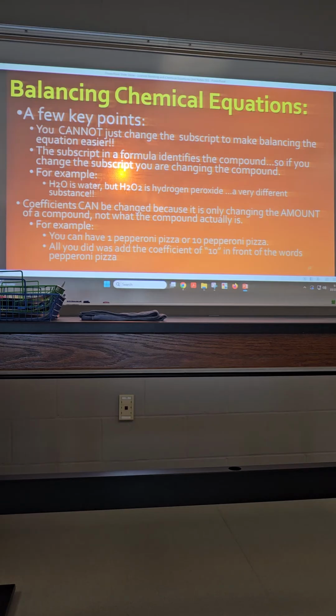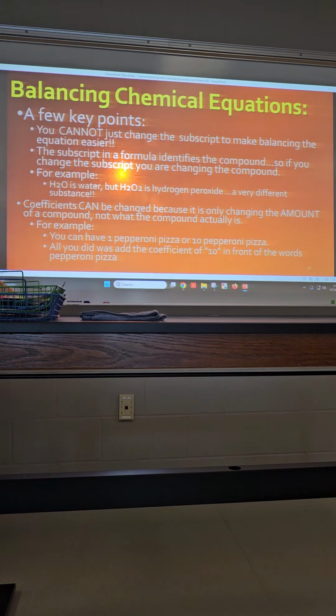Subscripts are part of the compound, and that has to stay consistent. So in this example, it's still pepperoni pizza no matter how many you have of them. No matter how many numbers you put in front, 1, 3, 5, 1,000,000, it's still pepperoni pizza. Just how many of them do you have?